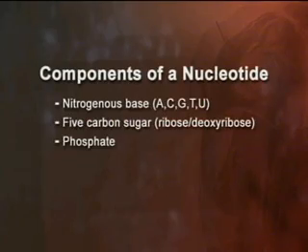Now, polymerized nucleotides, if you put 2 of them together, you have a dinucleotide. If you put 3 of them together, you have a trinucleotide. If you put a whole herd of them together by dehydration synthesis, then you end up with a polynucleotide, and eventually, if that gets long enough, we're going to call it DNA or RNA.